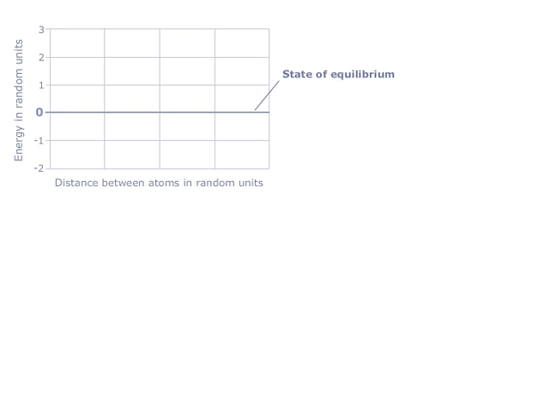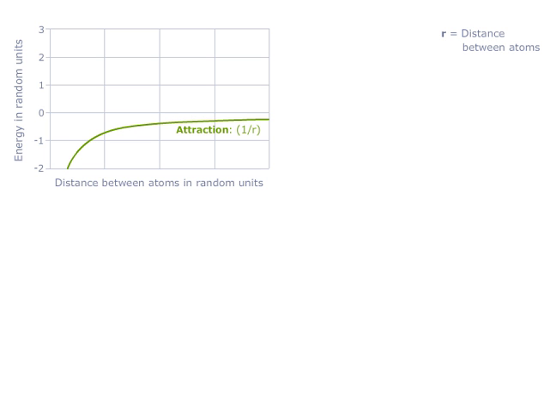Imagine an ion is at the origin of the coordinate system. A second ion approaches the first one from the infinite distance. The force of attraction is proportional to 1/r. The closer the chlorine ion comes to the sodium ion, the greater is the force of attraction.